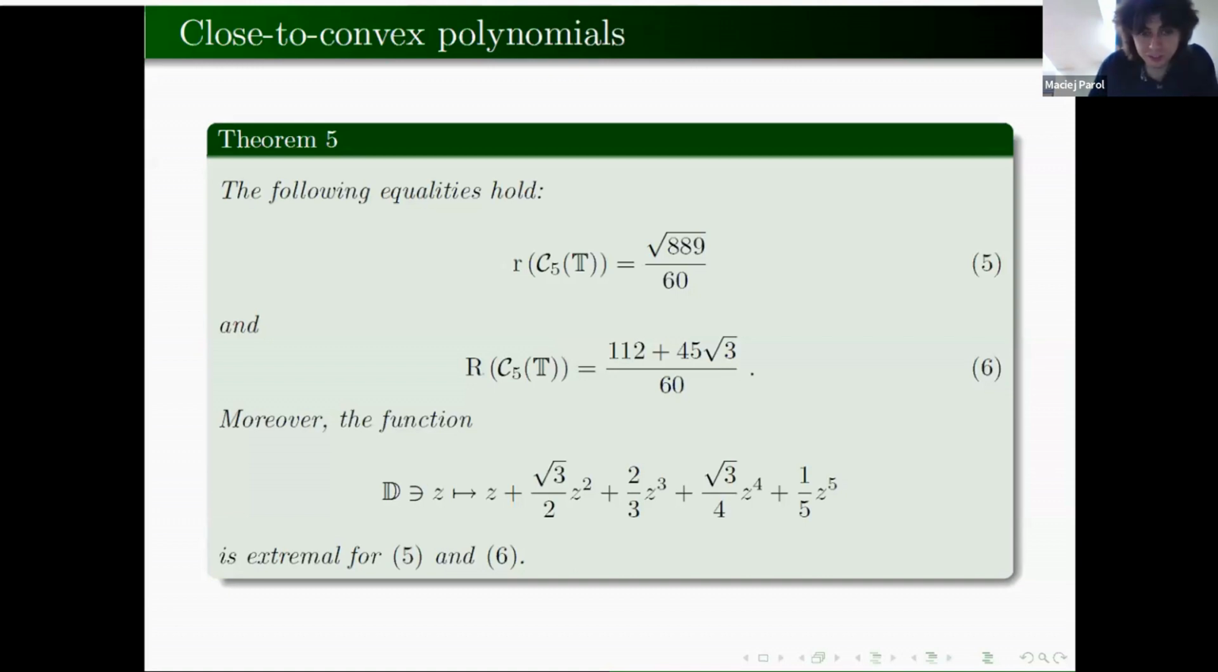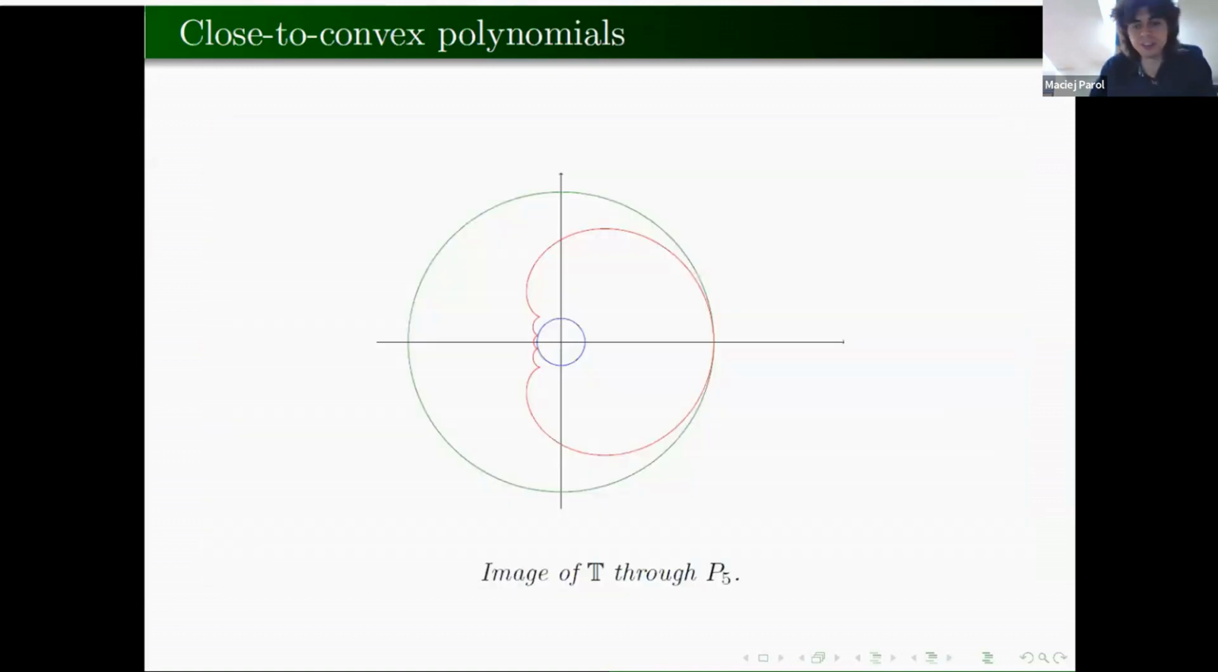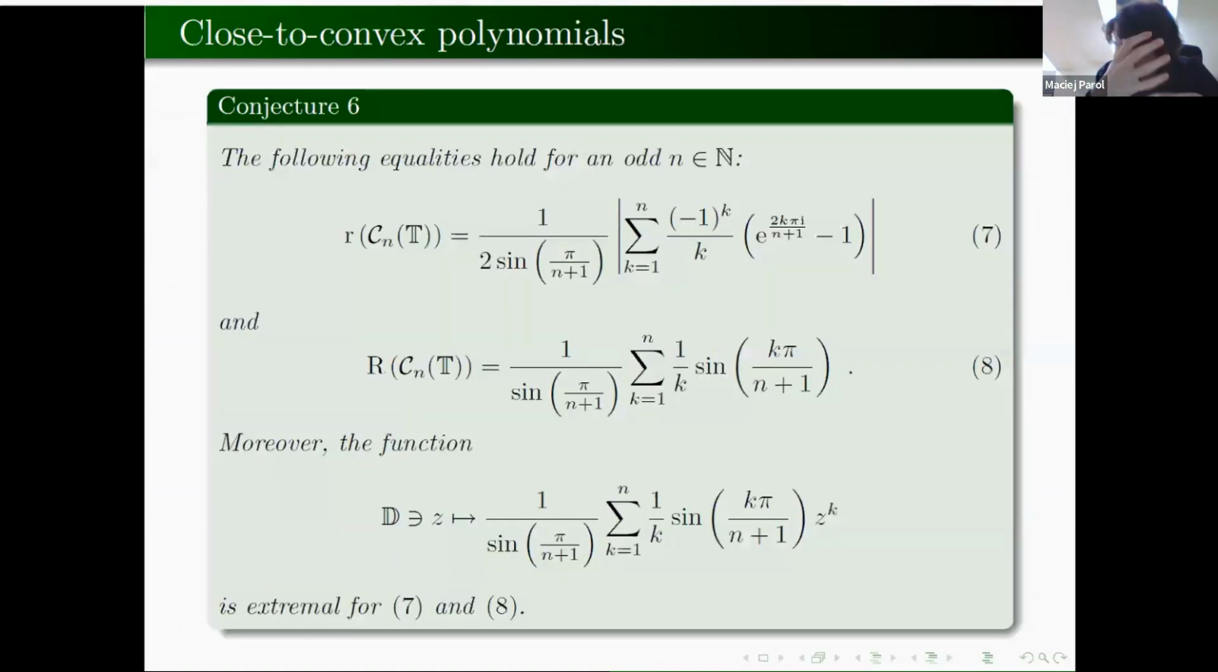So here is the graph. And as I said, here we have two intersections with the minimal circle because n is odd. And it has one intersection with the maximal disk. So from these results, we formulated the conjecture, but the conjecture only for an odd n.